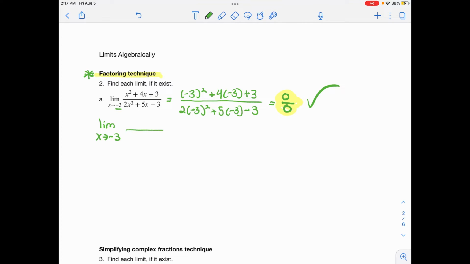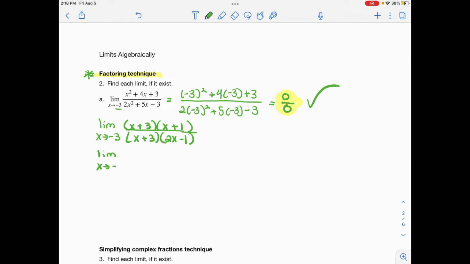So what we're going to do now is factor each of these polynomials. We're going to factor x squared plus 4x plus 3, and that factors to x plus 3 and x plus 1. And then we're going to factor 2x squared plus 5x minus 3. That becomes x plus 3 and 2x minus 1. So we factored each of our functions, each of our terms.